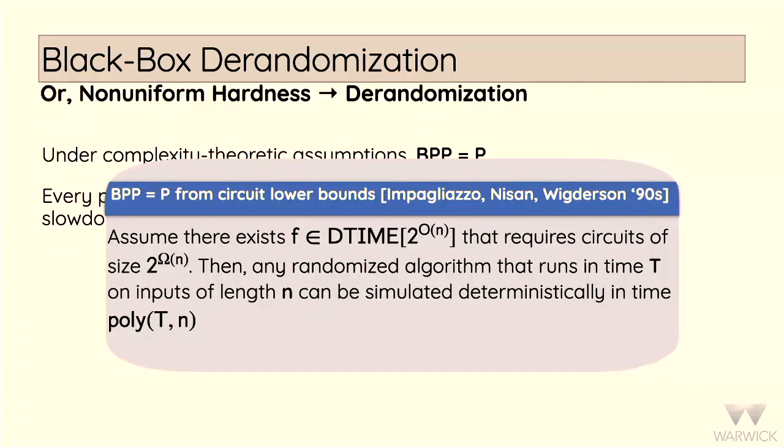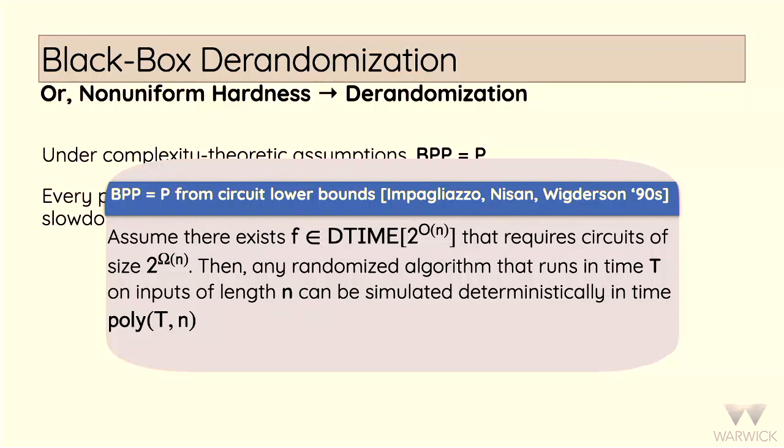So let's go over again the classical result by Impagliazzo and Wigderson from the 90s. Let's state it. We assume that we have a function f in E. This is the easiness part of the assumption, but that requires circuits of exponential size, like 2 to the 0.1n. Then we can take any randomized algorithm that runs in time t on inputs of length n and simulate it deterministically in time poly(t, n).